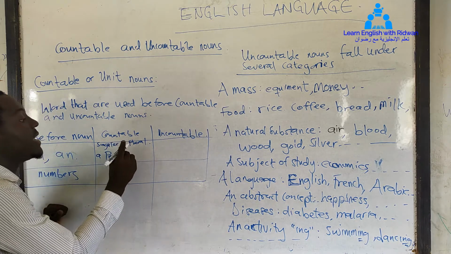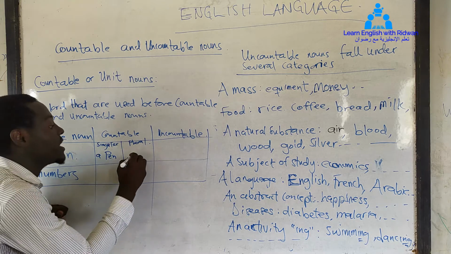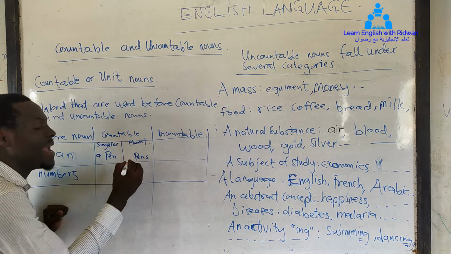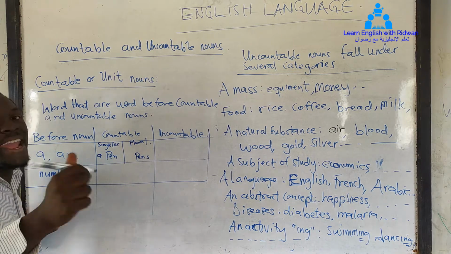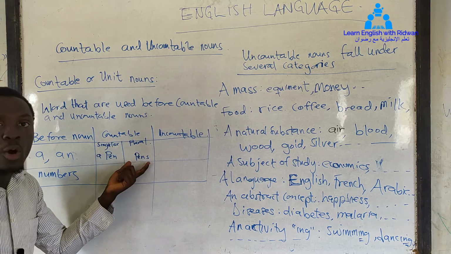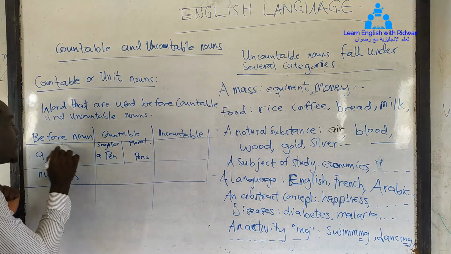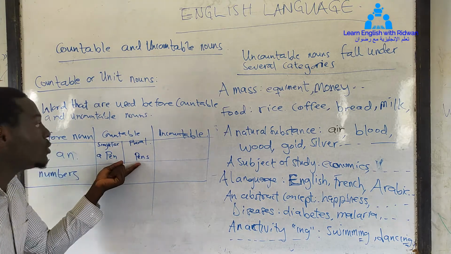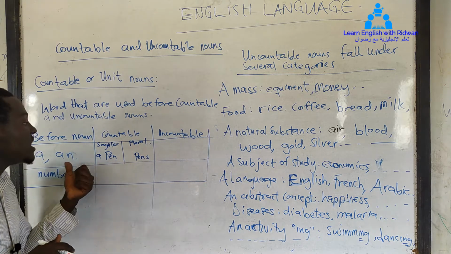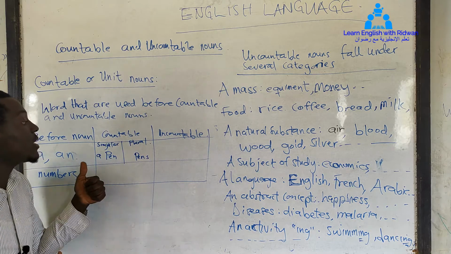When it is in a plural form, that is, it will be what? Pens. But we can't say a pens or an pens. So when writing countable nouns in their plural forms, we don't use indefinite articles in describing what? Plural countable nouns. We only use indefinite articles when we are talking about what?